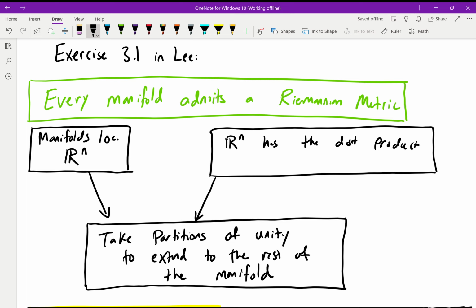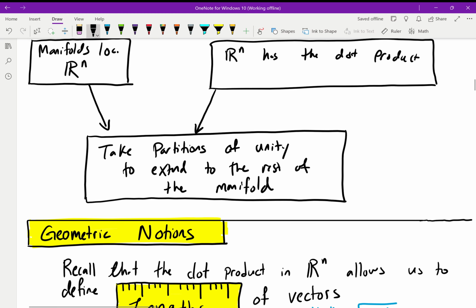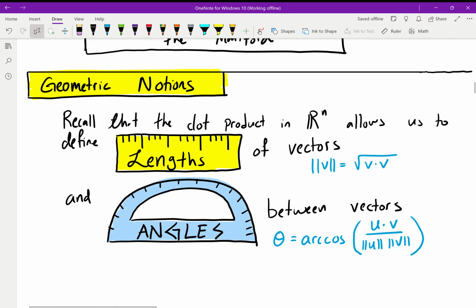So great, so now we have this nice way to assign metrics to any manifold you can dream of. Are there questions before we proceed to the next topic? Sweet. So now let's talk about those geometric notions that I promised you. If you recall from your multivariable calculus class, the dot product in Rn allows us to define the length of vectors by dotting the vector with itself and then taking the square root of whatever pops out there.